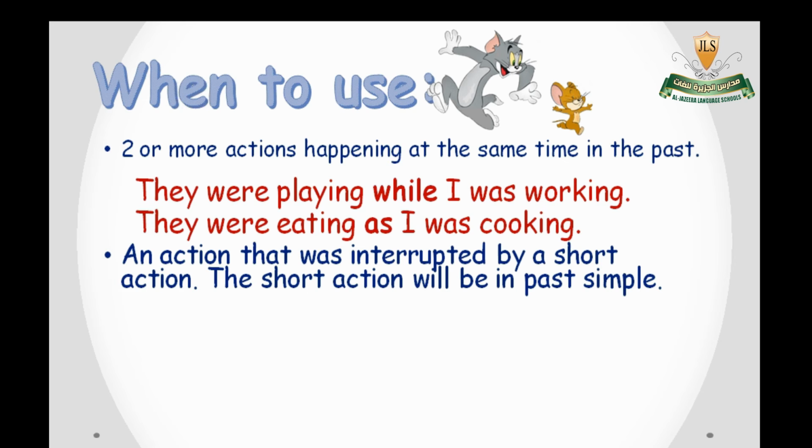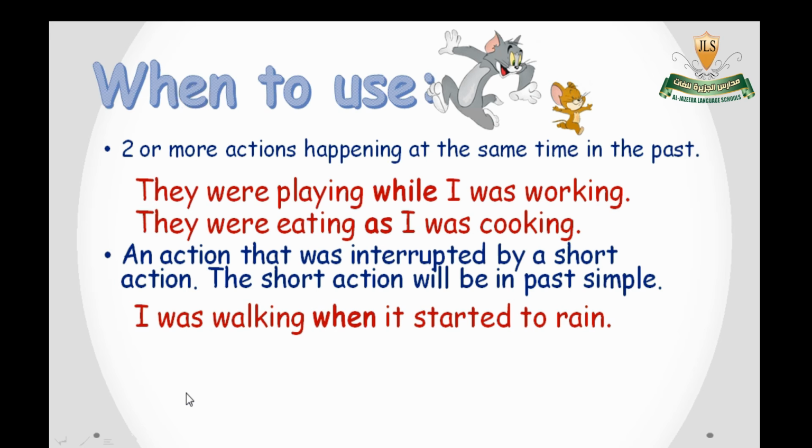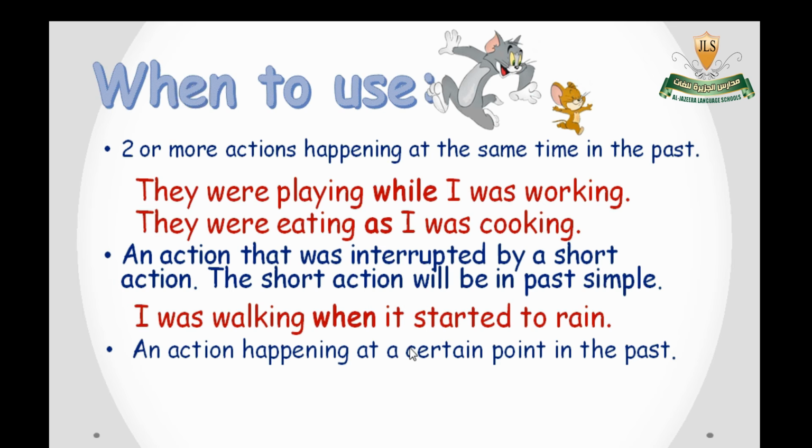Another use is an action that was interrupted by a short action. The short action will be in the past simple. I was walking while it started to rain. So which action happened first? I was walking happened first, and what interrupted it was it started to rain. The short action, I will use in the past simple tense.